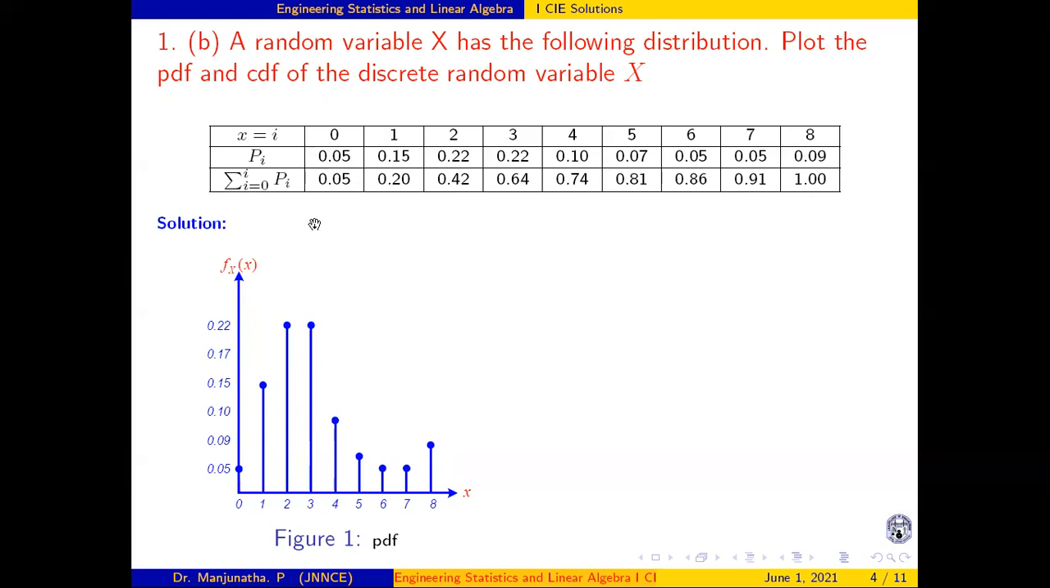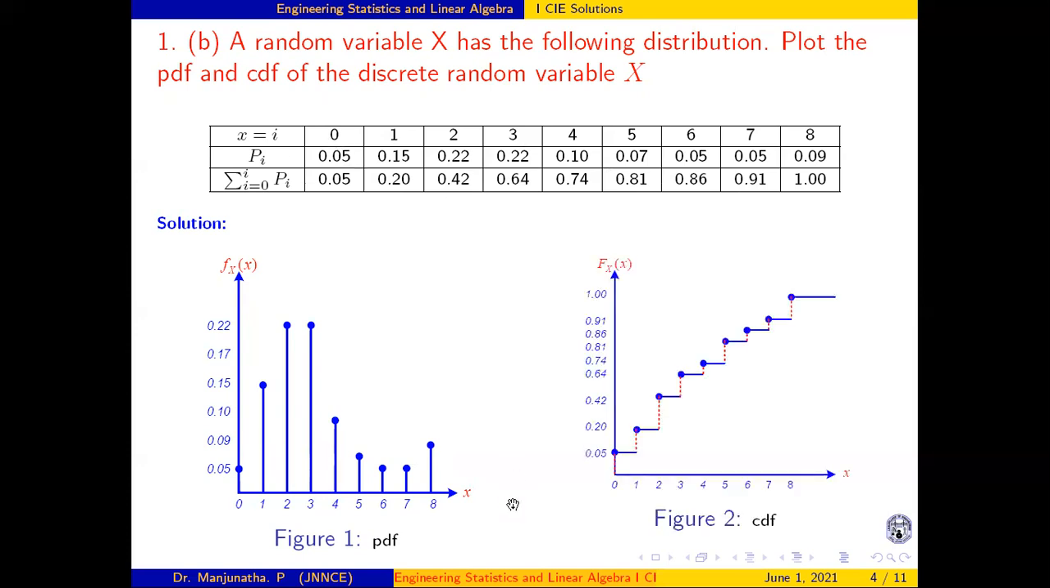This is the probability. For the CDF, it is just the summation: 0.05, then the summation of these two is 0.20, the summation of these two is 0.42, then 0.64, and like that up to 1. So we plot this with respect to the random variable. The x-axis is the random variable, 0 to 8, and the cumulative values are 0.05, 0.20, 0.42, 0.64, 0.74, up to 8, where it will be 1. After 8, its probability is 1.